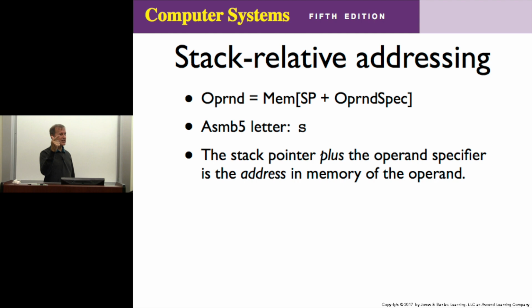Local variables and parameters are stored where? On the runtime stack. And what do we have here in stack relative addressing? The stack pointer. Okay, so these are not stored in a fixed location in memory. These local variables are going to be stored on the runtime stack. So we need stack relative addressing to be able to access local variables on the runtime stack.